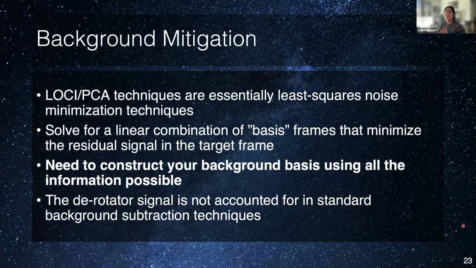And so going back to what we were talking about before, LOCI and PCA techniques are basically just least squares noise minimization techniques. What you do is you have a linear combination of basis frames that minimize the residual signal in your target frame. Your basis frames represent all the information that you're feeding to your algorithm. So you need to actually construct your basis to remove the background using all the information possible. And because the de-rotator signal is rotating at a different rate than everything else in the system, it's not accounted for in these standard background subtraction techniques that people were using before.